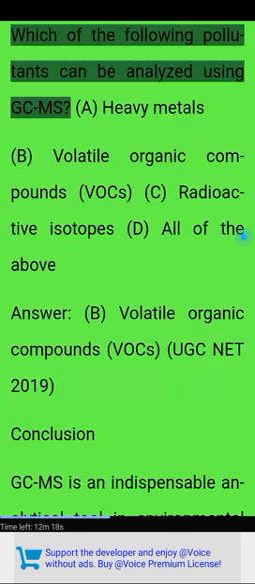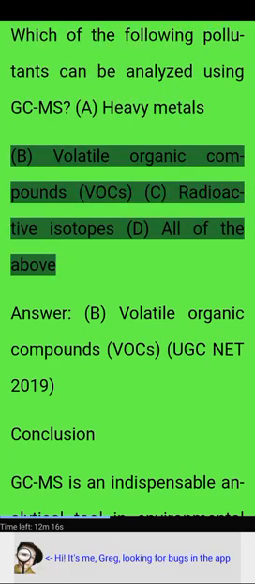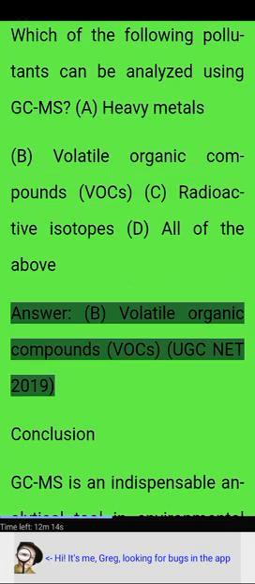UGCNET 2020. Which of the following pollutants can be analyzed using GCMS? A. Heavy metals. B. Volatile organic compounds, VOCs. C. Radioactive isotopes. D. All of the above. Answer: B. Volatile organic compounds, VOCs. UGCNET 2019. Conclusion.